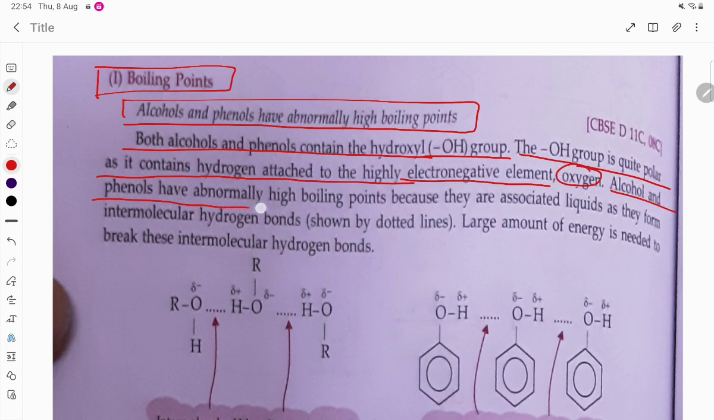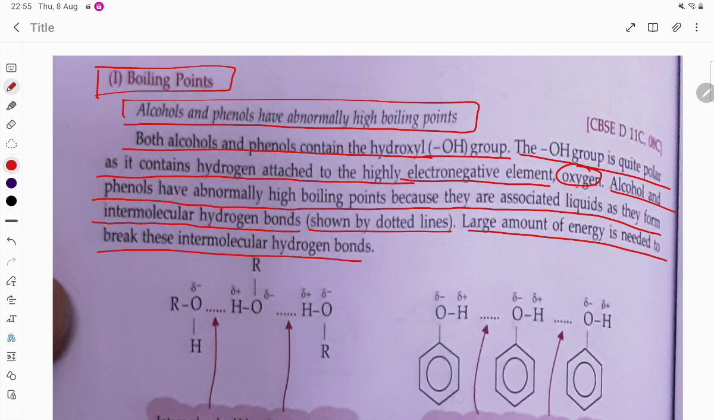Alcohols and phenols have abnormally high boiling points because they are associated liquids, as they form intermolecular hydrogen bonds, shown by the dotted line. A large amount of energy is needed to break these intermolecular hydrogen bonds. Therefore, what is going to happen, student? The boiling point is going to increase.